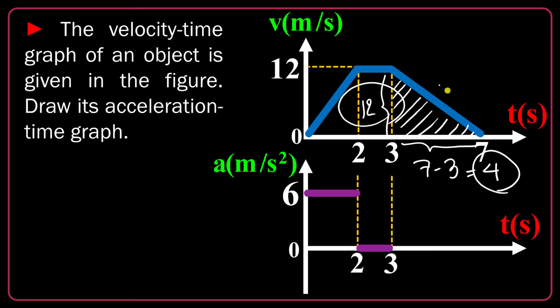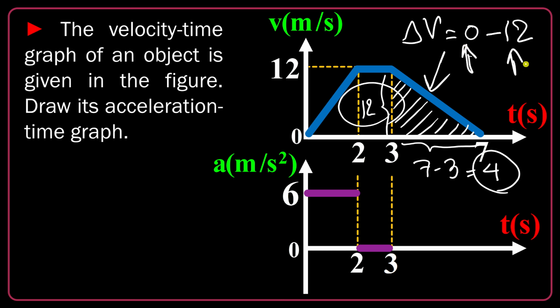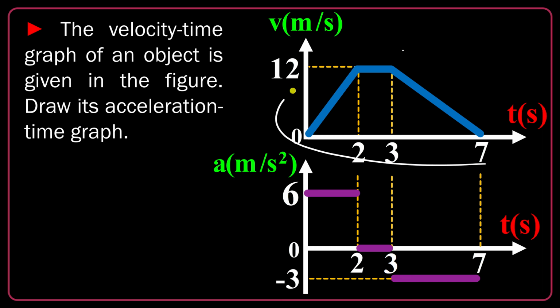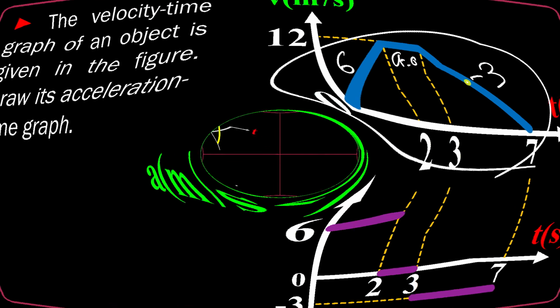But pay attention, it's a descending line. So acceleration must be negative because change in velocity actually is 0 minus 12, v2 minus v1. So it's negative 12 over 4. It's negative 3. It's very interesting. Okay, so we considered also partial constant acceleration. As a whole, this graph does not have constant acceleration, but partially yes. So from 0 to 2, constant acceleration of 6. From 2 to 3, no acceleration. From 3 to 7, negative 3.